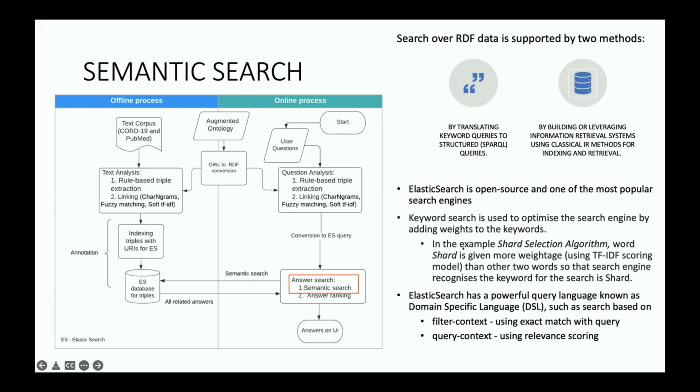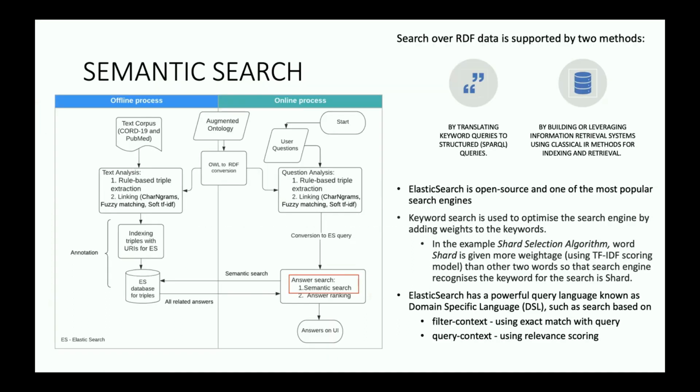So the machine identifies that shard is the important one and it has to have high weightage based on the frequency of that particular term. Then it recognizes that our search should mostly depend on shard. The weightage should be given to shard, but not selection and algorithm. For this, Elasticsearch also has a powerful query language known as domain-specific language, which mostly has filter context or query context. Filter context uses the exact match with the query, whether all the given criteria are met or not. Query context is somewhere in between, where relevant answers are also fetched.